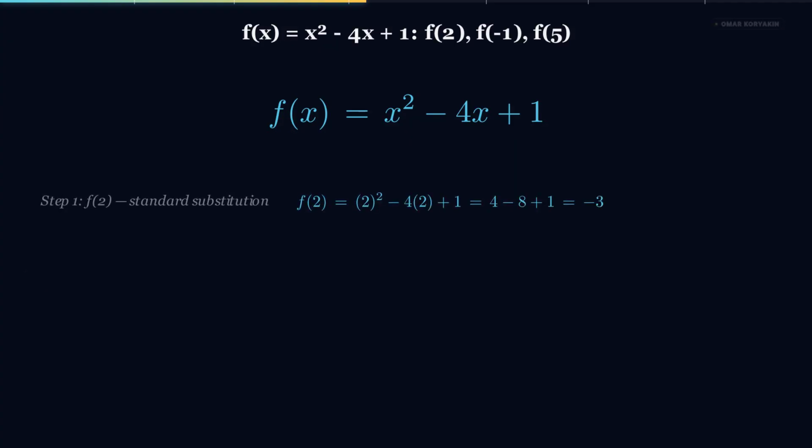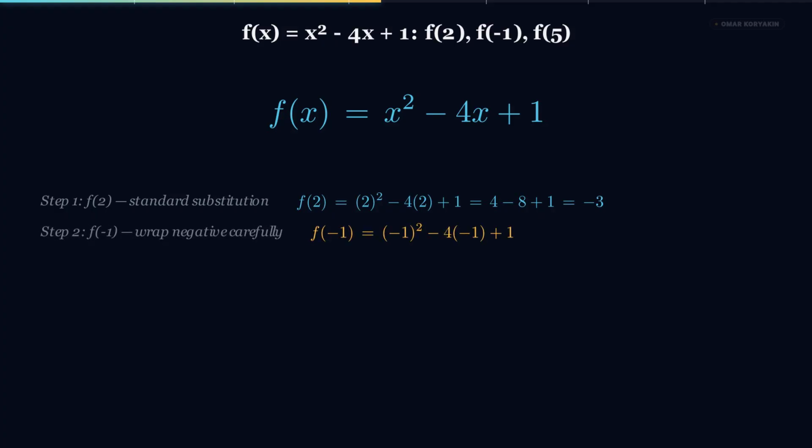Step 1. Evaluate f of 2. Substitute x equals 2 with parentheses. f of 2 equals the quantity 2 squared minus 4 times 2 plus 1. Compute 2 squared equals 4, 4 times 2 equals 8, 4 minus 8 plus 1 equals negative 3. So f of 2 equals negative 3.